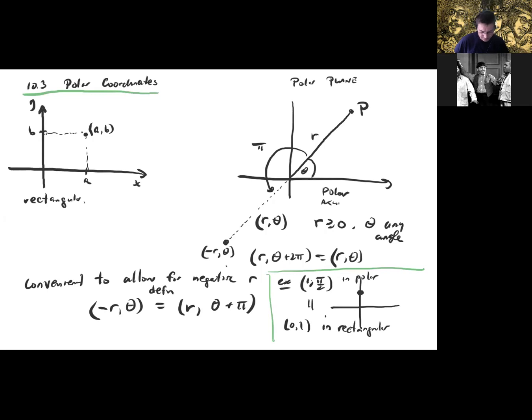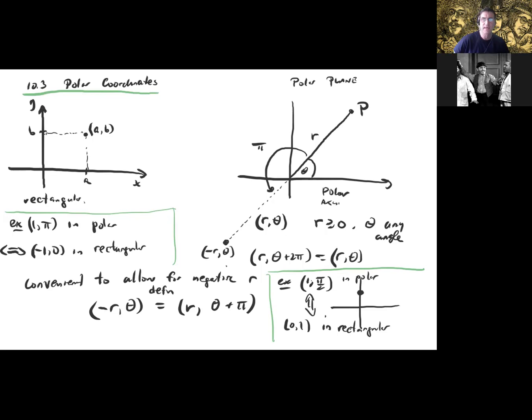Here's another example. What about the point 1 comma pi? Well, that would be an angle of pi, unit distance to the origin. So 1, pi in polar corresponds to, or I should write corresponds, not equals, the point minus 1, 0 in rectangular, because an angle of pi rotates around once.